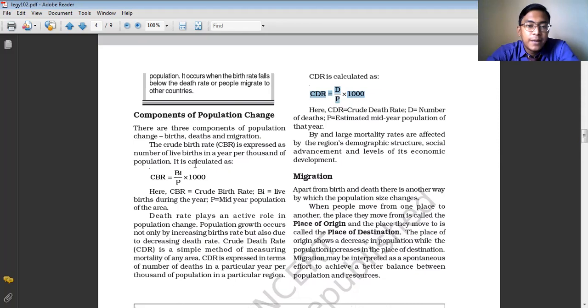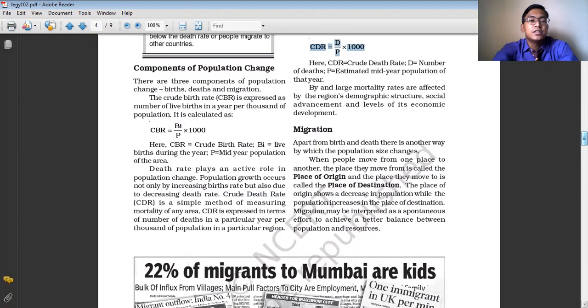Apart from crude birth rate and crude death rate, migration is another important component of population change. What does migration basically refer to? Migration refers to the movement of people from one place to another. That means when people leave their old place of residence, move to a new place and settle permanently, that is known as migration.